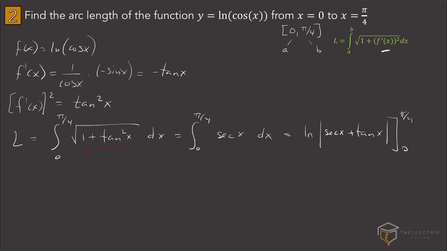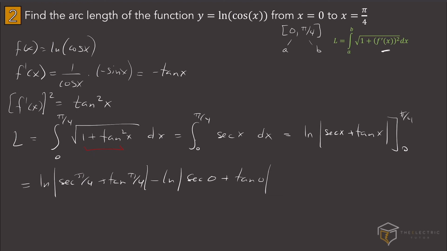Now we're basically done. We just have to substitute, obviously, but in case you're not allowed to use a calculator, I'm just going to show you how I would do it, step by step. So natural log of secant pi over 4 plus tangent pi over 4 minus natural log of secant 0 plus tangent 0. So how do I do this? Well, I don't know by memory what the secant of pi over 4 is. I don't even know what tangent pi over 4 is, to be honest.